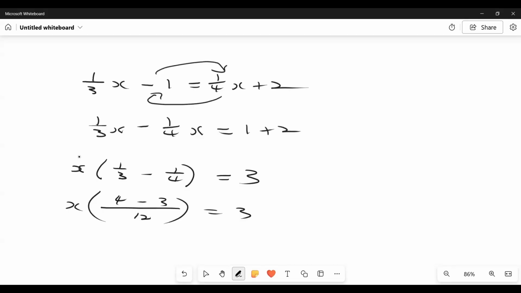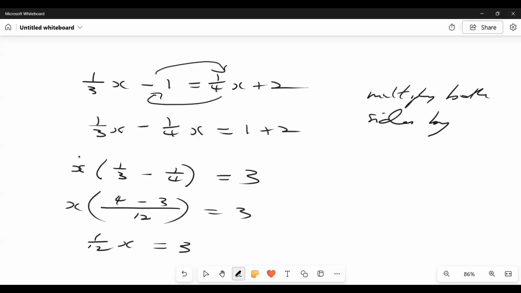What's this? 1 over 12, I'll put the x behind, equal 3, right? So I can now multiply both sides by 12. Multiply both sides by 12, and you have 1 over 12 x multiplied by 12 equal 3 multiplied by 12. You can do that, and this and that will cancel out. You know, x equal 36.